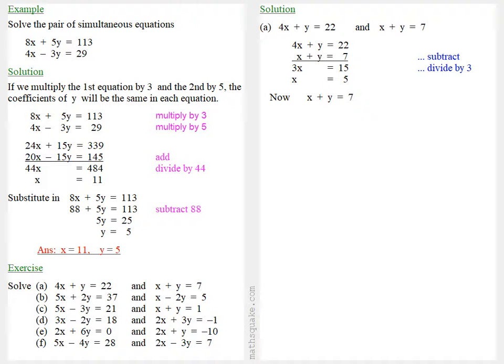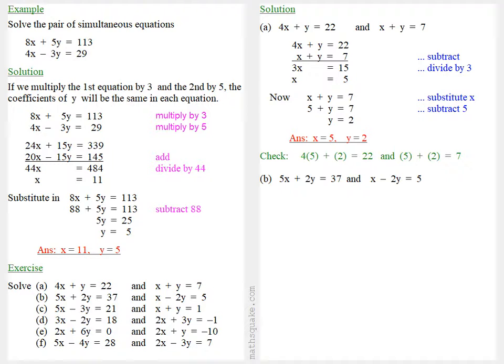If we substitute x is 5 in the equation x plus y equals 7, we have 5 plus y equals 7. In other words, subtracting 5, y equals 2. So the solution is x equals 5, y equals 2. Now we can check this. In the first equation we have 4x plus y. That's 4 times 5 plus 2, which is 20 plus 2 or 22 as required. And the second equation, x plus y, is 5 plus 2, which is 7 as required.